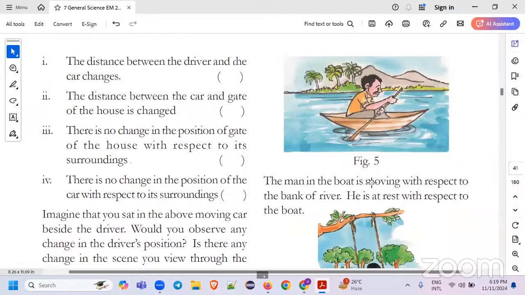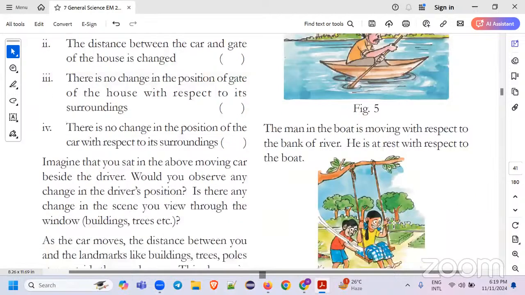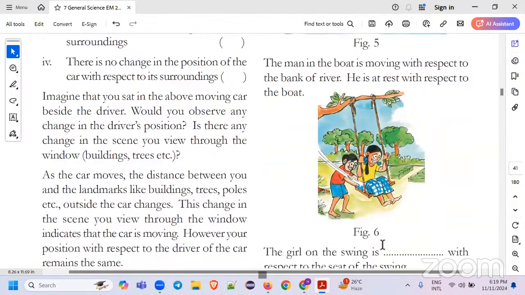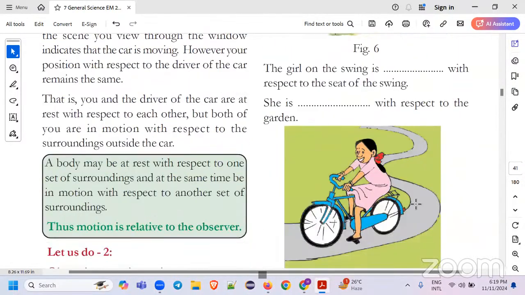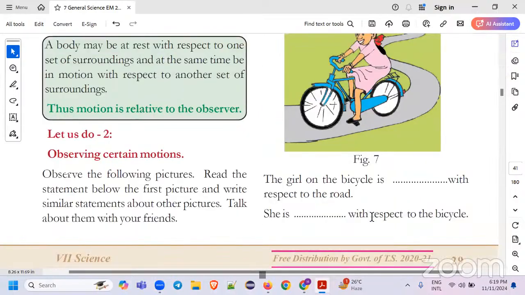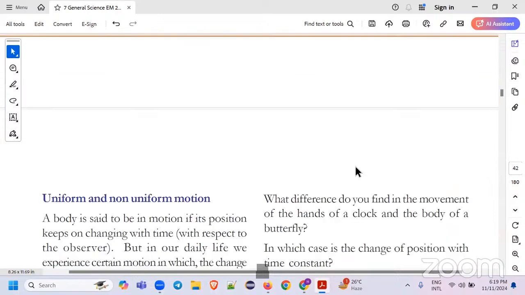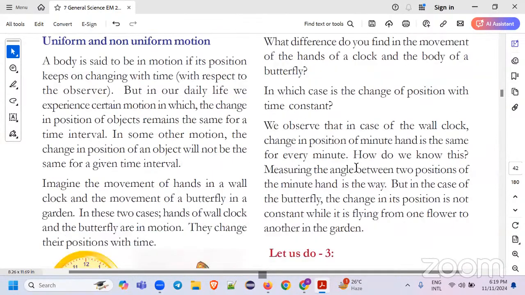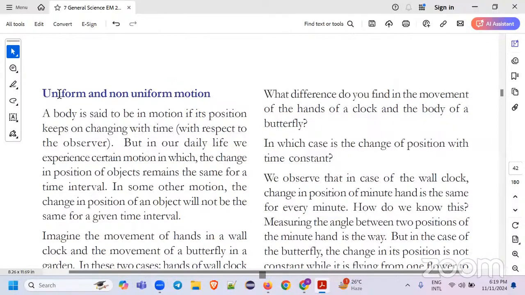So here the boat is moving linearly. Here the cradle is moving in different directions, to and fro. The cycle moves in a curved motion. So there are different types of motions we have. To understand this, we use the terms uniform motion and non-uniform motion. What are these? Let us try to understand.